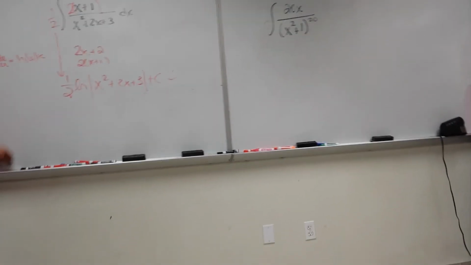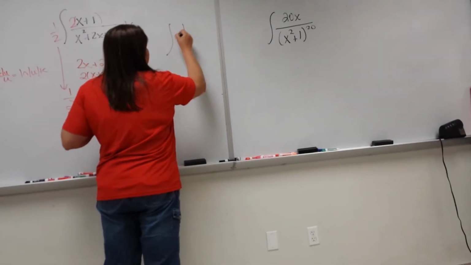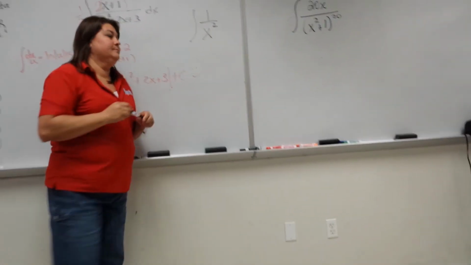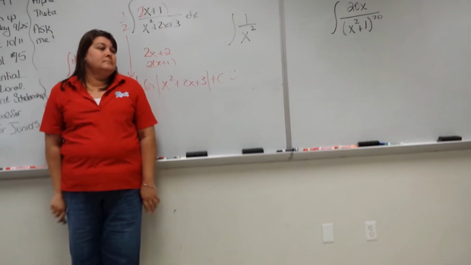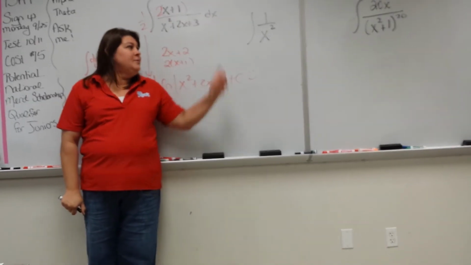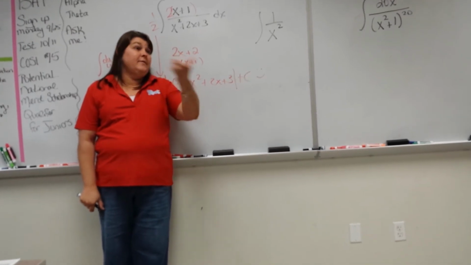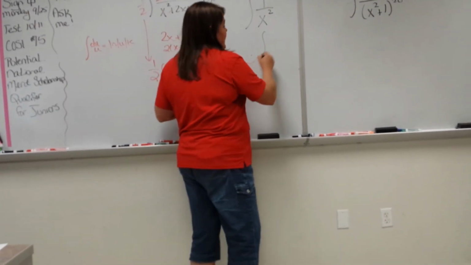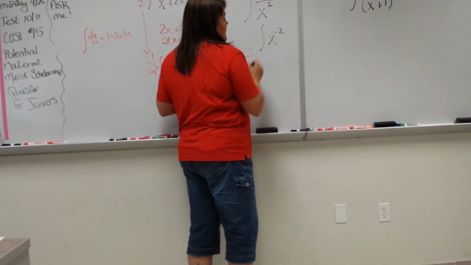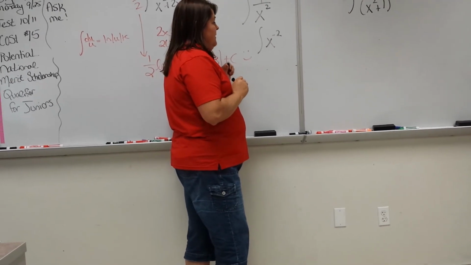How would you approach this problem? With a lot of tears. How do you do that problem? Shove it up to the top. What do you get when you shove it up to the top? x to the negative 2. Okay, so far so good? Okay. So then you integrate.